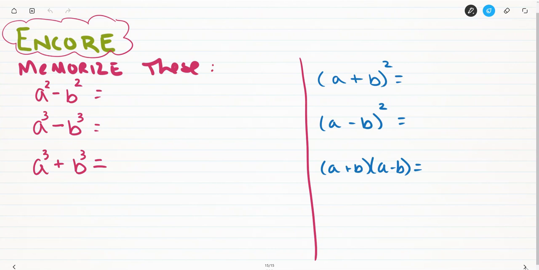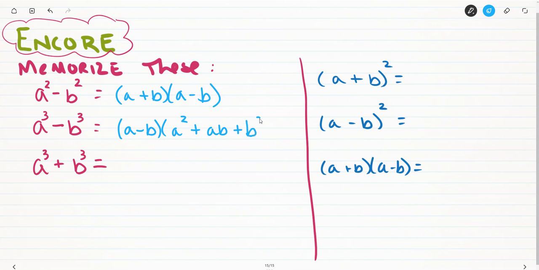If we're factoring a binomial, a squared minus b squared is equivalent to a plus b times a minus b, because it's the difference of two squares. A difference of two cubes, which we often need to factor, starts with an a minus b, and then it's a squared plus ab plus b squared.